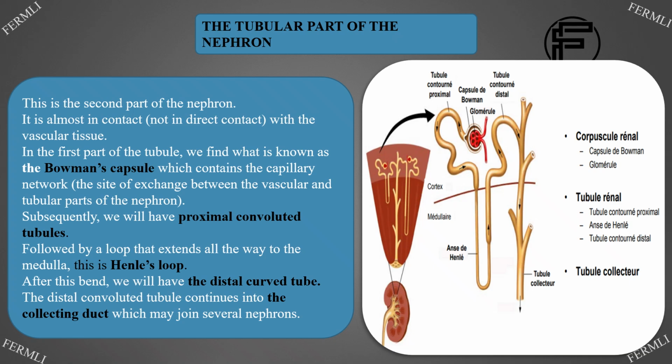Subsequently, we have the proximal convoluted tubule, followed by a loop that extends all the way to the medulla. This is Henle's loop. After this bend, we have the distal convoluted tubule. The distal convoluted tubule continues into the collecting duct, which may join several nephrons.